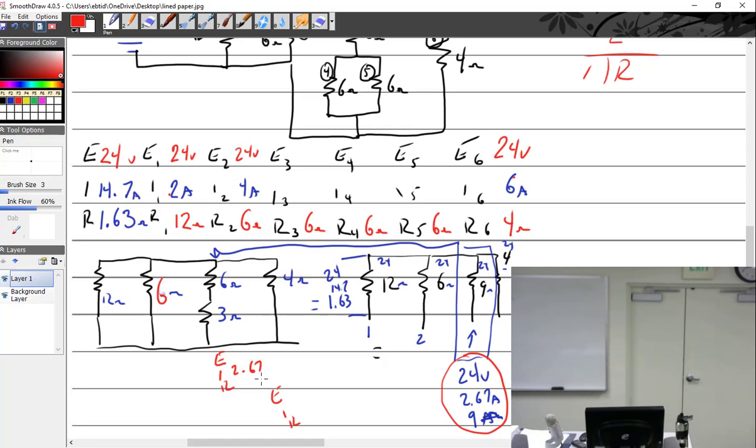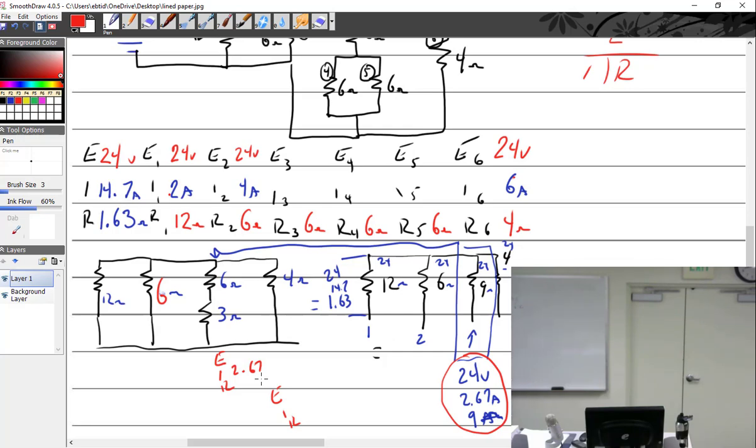Honestly, the secret to doing this is lots and lots of paper and lots of room. So the givens were 24 volts, 12 ohms for R1, 6 for R2, 6 for R3, 6 for R4, 6 for R5, and 4 for R6.